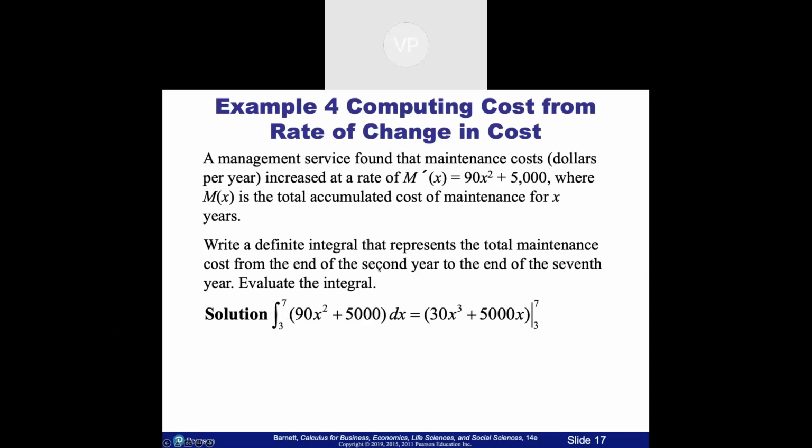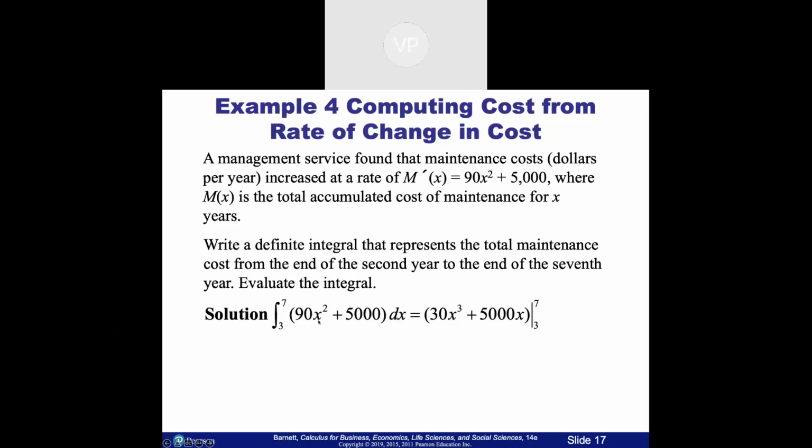If you were to graph this, the end of the 2nd year is basically at the number 3. The end of the 7th year is at the end of number 7. So that's why we're going from 3 to 7. But this is not a hard problem to integrate because now we have 90x squared plus 5,000. We integrate, remember, it's 30x cubed.